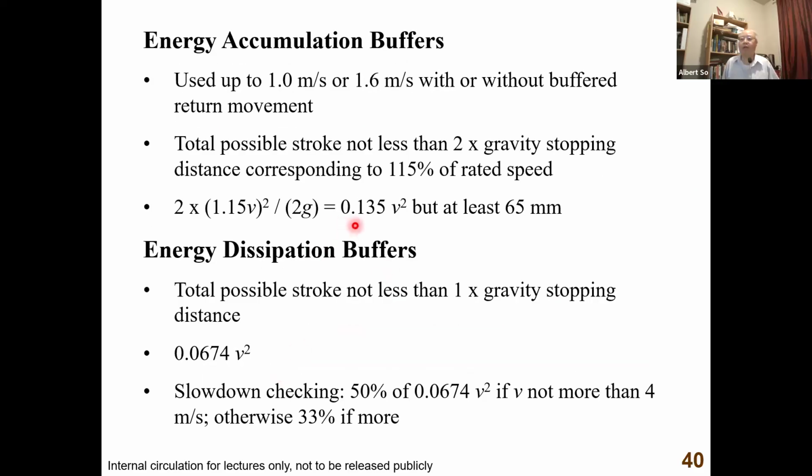So how to get 0.135 is 1.15 v square divided by 2g and then times 2. For oil buffer, it's half of this one, because it's two times, and there's no 2 times, there's 0.0764. Now, if there's an electronic slow down packing device system, the stroke can be even reduced more. Okay, so 50%, or even 33%. Now, this is a special. Usually, they will stick to this value.